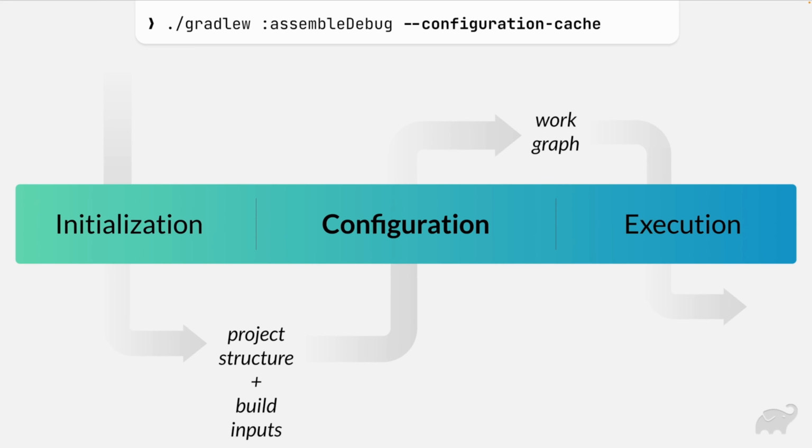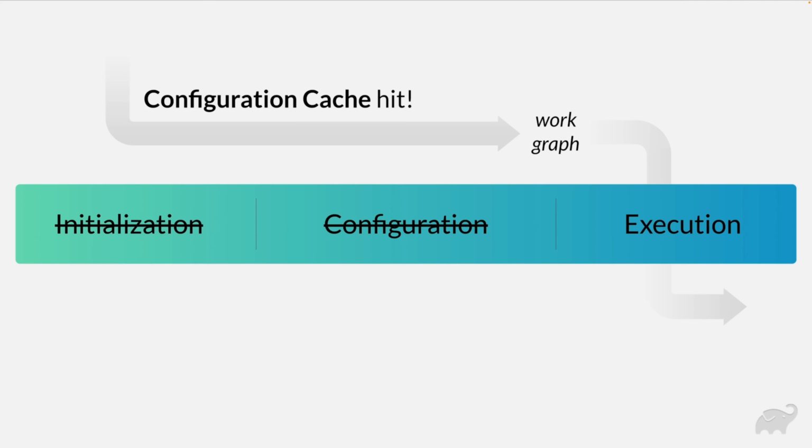When you run with configuration cache, Gradle also tracks any build inputs that are being read during configuration so that the work graph that is being produced could be cached and later reused. When you later run the same tasks again with configuration cache, you can skip the configuration phase entirely and go directly to the execution. This is one of the main benefits of configuration cache, and this is why we're very excited for it to be used by more users.